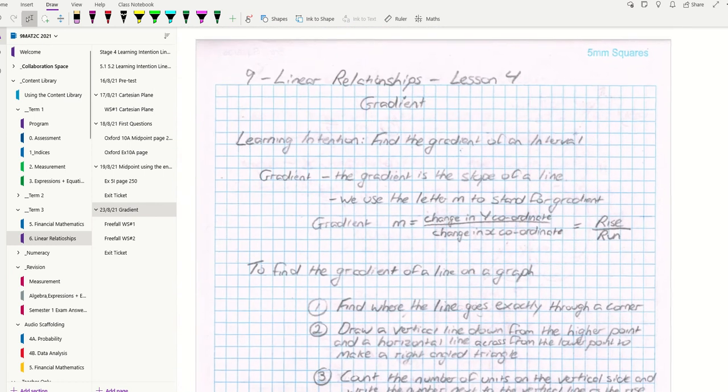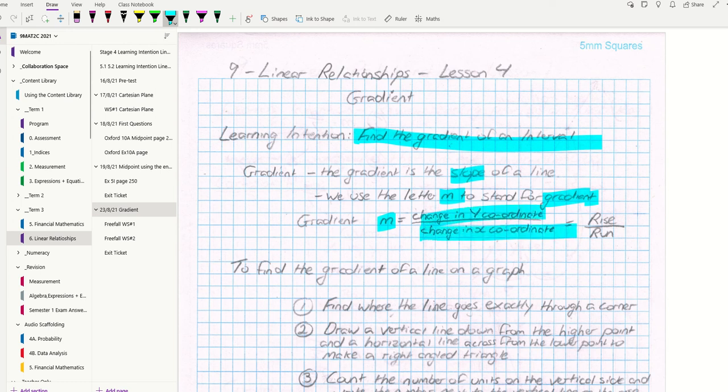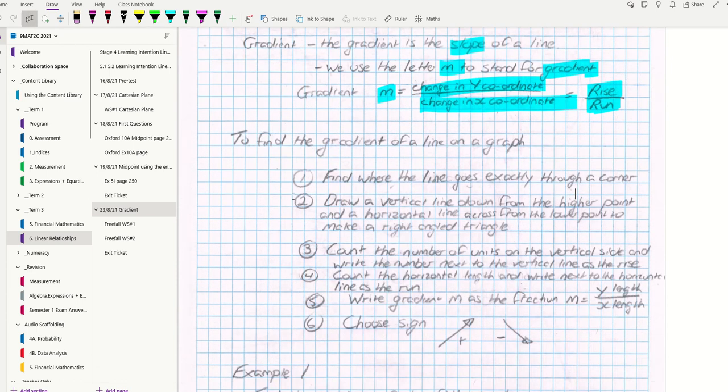So there's our learning intention: find the gradient of an interval. The gradient is the slope of a line. We use the letter M to stand for gradient, so whenever we see M in maths, it means the gradient. Now, gradient is the change in the y coordinate over the change in the x coordinate, or as we commonly hear it all the time, rise over run. So let's have a look and see what we're going to do.